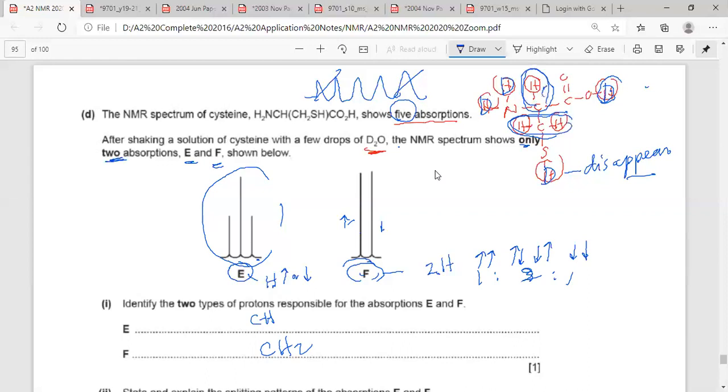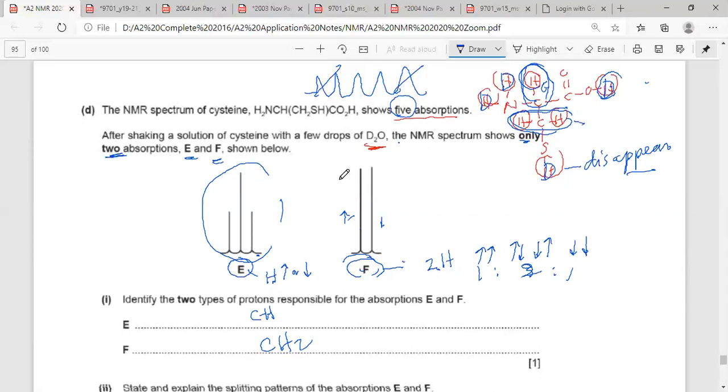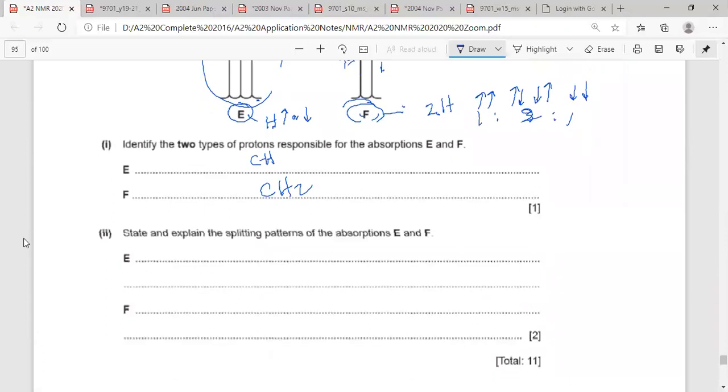It's E. One will split this one into 2. Let's put the marking the same. This is what here. State and explain the splitting patterns of absorbance E and F. Why? Because as I said, now let's see how you answer the splitting patterns.